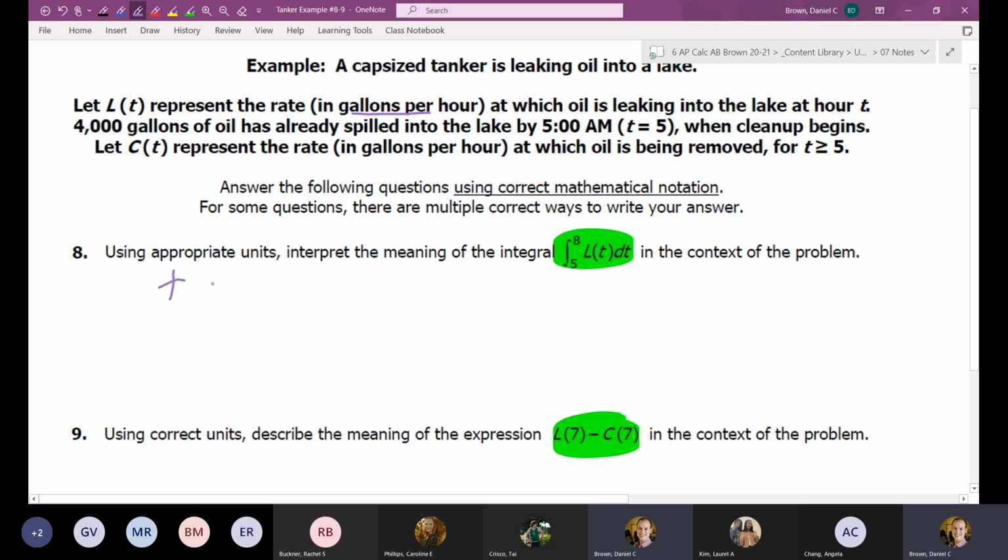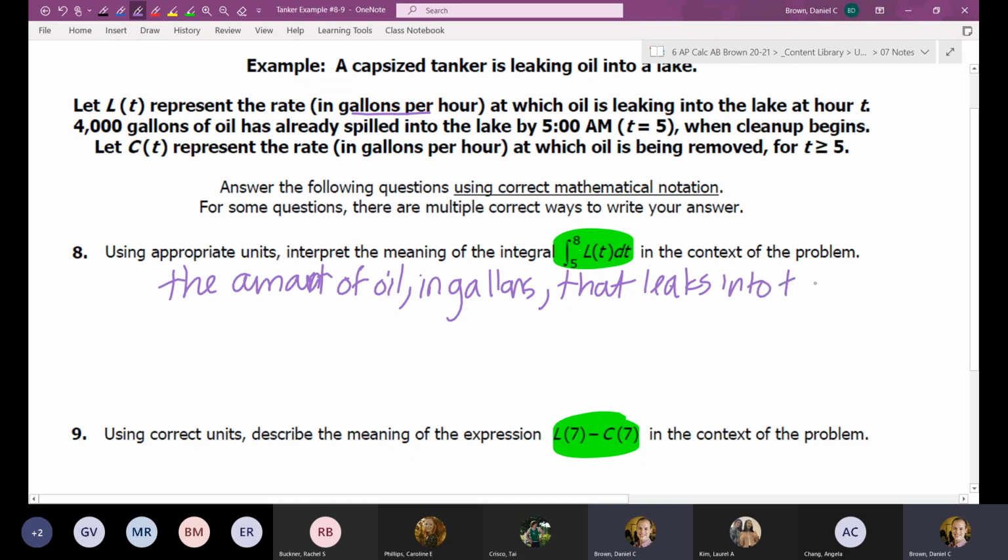This integral represents the amount of oil in gallons that leaks into the lake between 5 a.m. and 8 a.m.